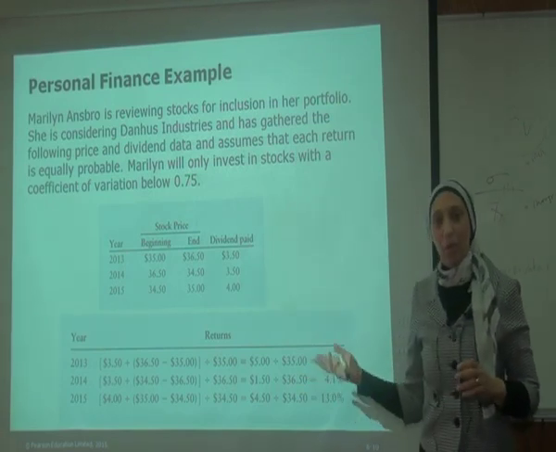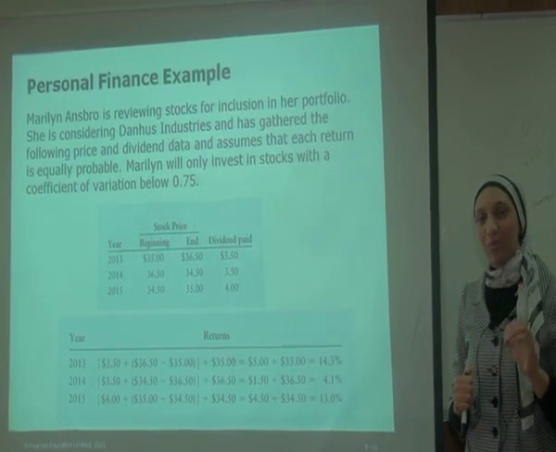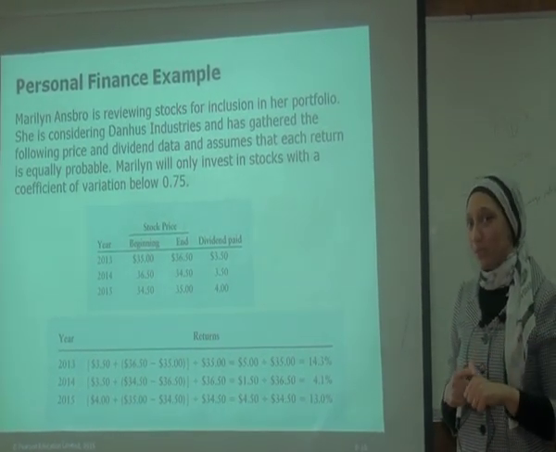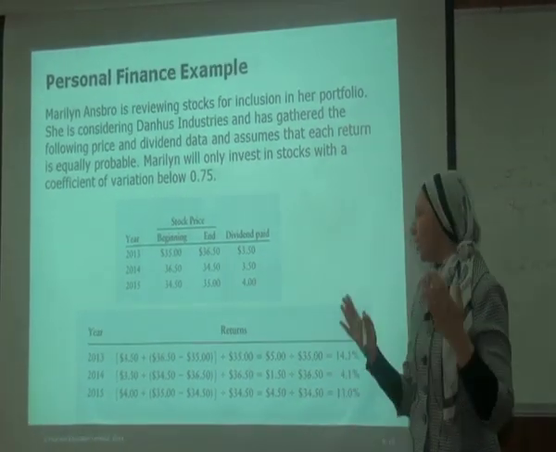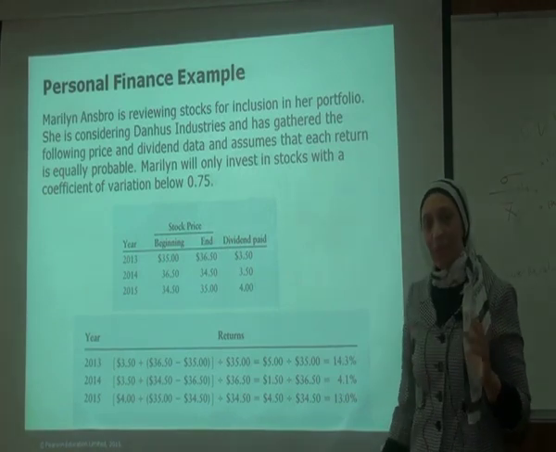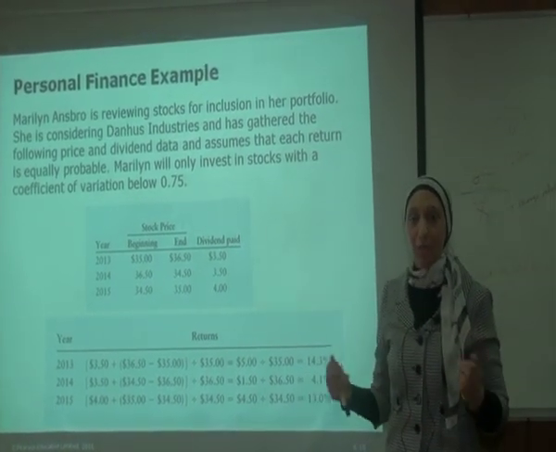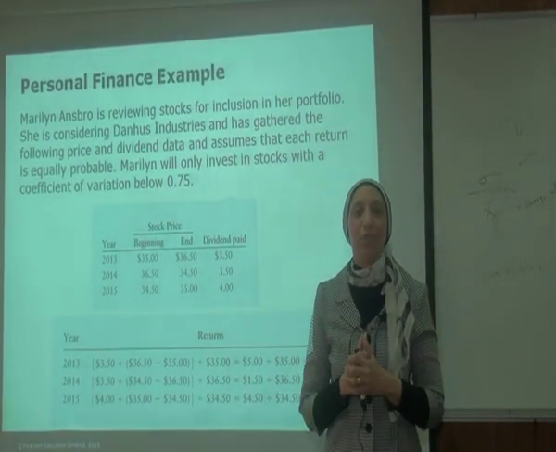If someone asked you about this stock, what about the return of this stock? Are you going to say that in 2013 it was 14.3, in 2014 it was 4.1, in 2015 it was 13? It's impossible to do that. If you're a portfolio manager, it's impossible to do that. You need to provide the investor with an average return.